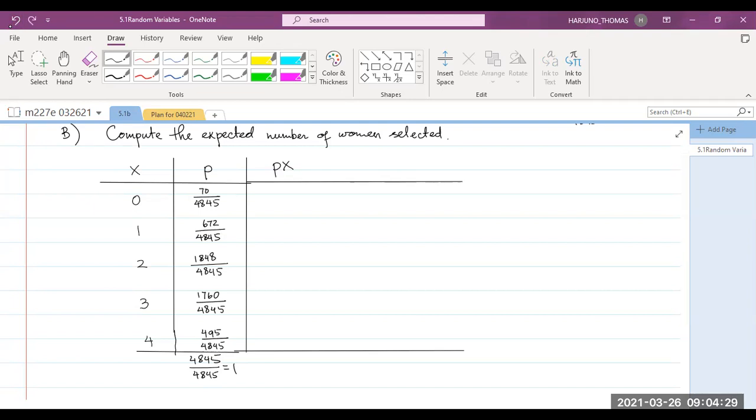Of course, I understand some of you get scared when you see fractions. But let me remind you, when we have a times b over c, multiplying an integer by a fraction is the same as a over 1 times b over c. Therefore, you multiply a with the top and just leave the denominator as is. So in this case, 0 times 70 is 0 over 4,845, or you can simply write 0. Now, for the second row, x equals 1 multiplied by the probability: 1 times 672 is 672 over 4845.